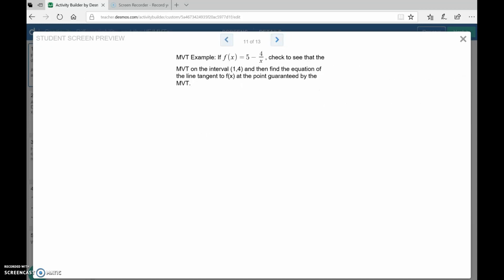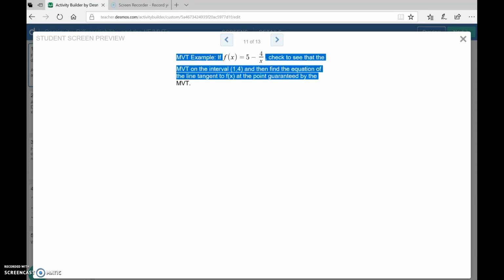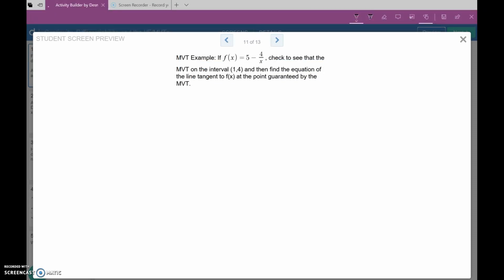Okay, so here's an example. We're given a function f of x. We want to check and see that the MVT applies on this interval, and then find the equation of the line tangent to f of x at the point guaranteed by the mean value theorem. So I think, whoops, I forgot to turn off the pen. So I think this function looks something like this, if I'm not mistaken. Here's like maybe 1, and here's 4.